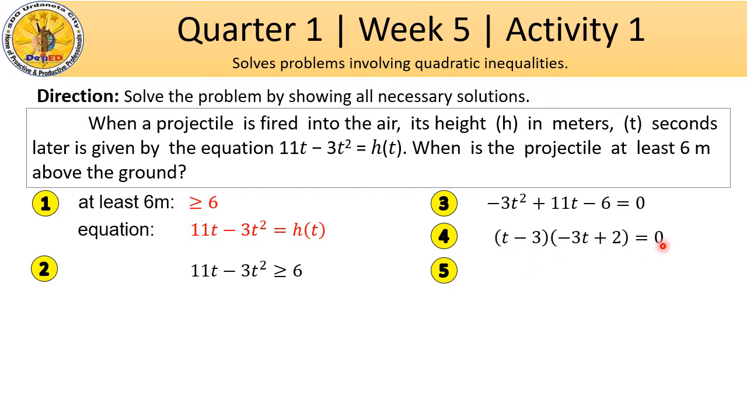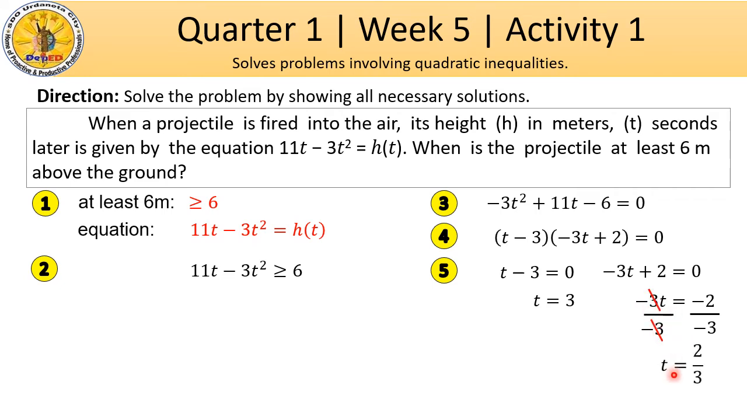So, using the zero product property here, it becomes t minus 3 is equal to 0 and negative 3t plus 2 is equal to 0. And then we solve. Okay, t is equal to positive 3. Ito ang ating unang root. Okay? And then here, negative 3t copy and then positive 2 transpose to the other side, it becomes negative 2. And then remove negative 3 para ang matira ay yung ating variable lang. By dividing both sides by negative 3. Okay, and then cancel out. So, natira ay t, and then negative divided by negative, it becomes positive, and of course, 2/3.